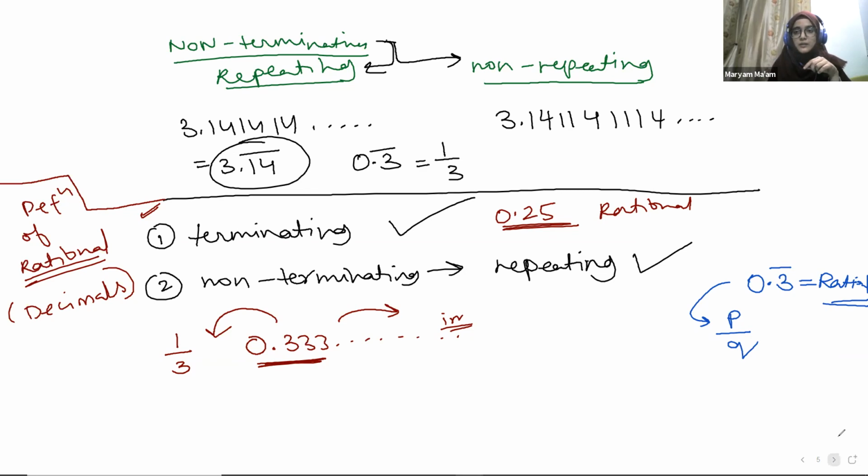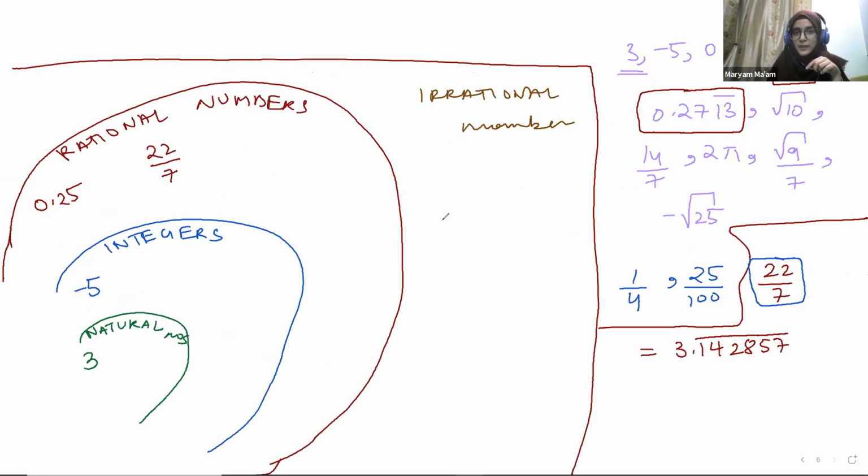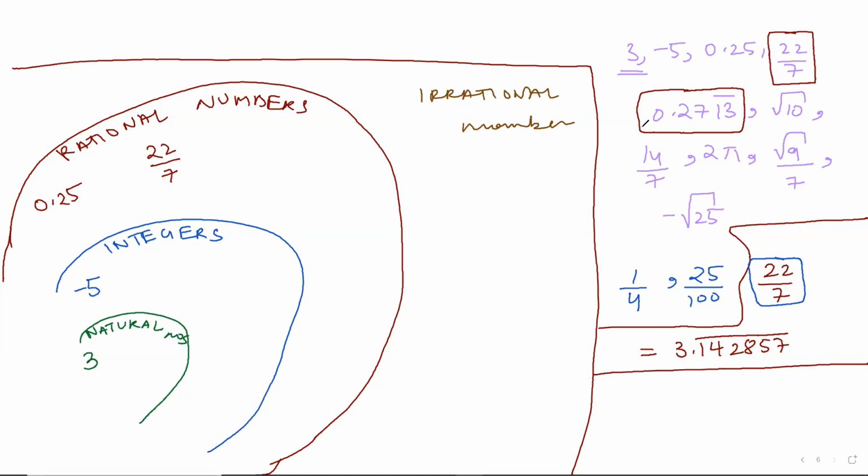Similarly, you can take a look at 0.2713 bar. So how is it repeating? Which part of it is repeating, Mridula? Ma'am, 142857. All right, so that is done. But take a look at this 0.2713 bar. This one.